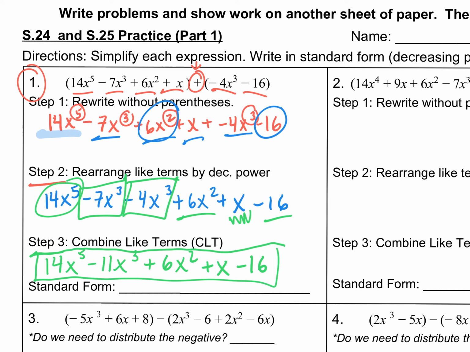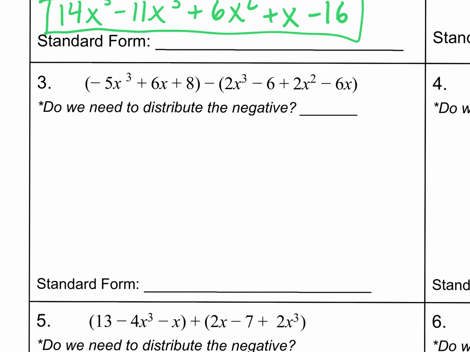Let's look at one where we're not adding. In number 3, I have negative 5x cubed plus 6x plus 8 minus 2x cubed minus 6 plus 2x squared minus 6x. So this is very similar to the last one we just did, but this one is subtraction.